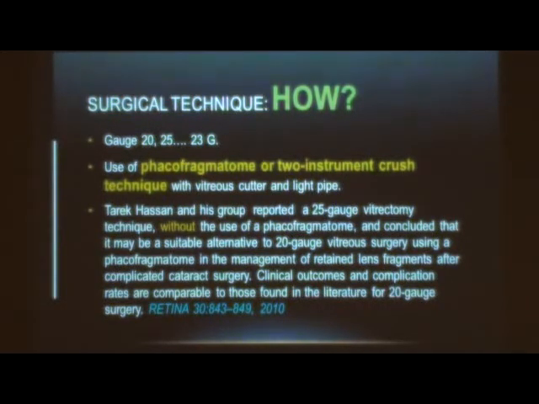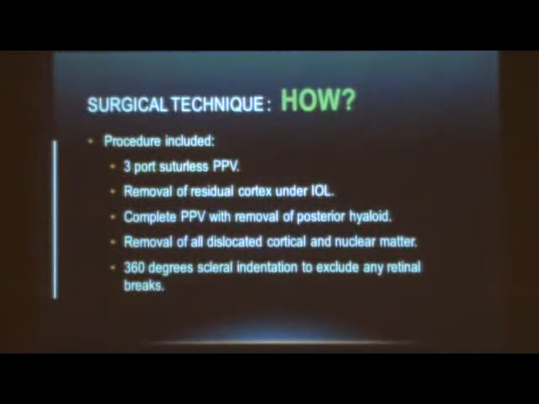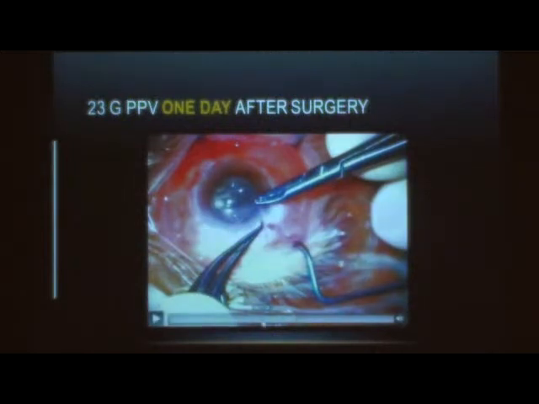And Tarek Hassan was the first to report that he can even do it with 25 gauge. Of course, it can take longer time than 20 gauge with fragmentation. I myself did 14 cases in the past 3 years, and I only used fragmatome in just 2 cases, even with whole lens drop. So the procedure included 3-port sutureless vitrectomy, removal of residual cortex under the IOL, complete vitrectomy with removal of posterior hyaloid if possible, removal of all dislocated cortical and nuclear matter, and 360 degrees indentation to exclude any retinal breaks.